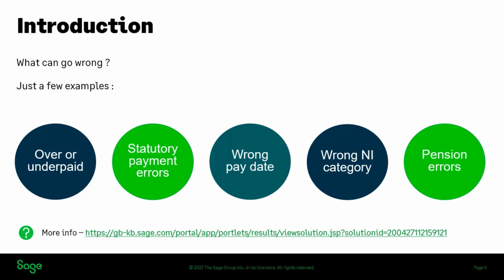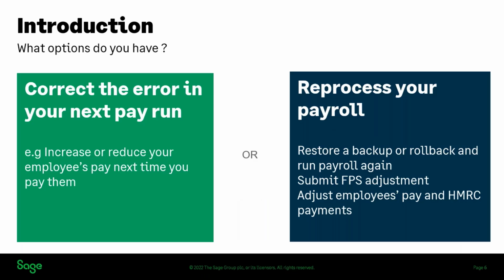Statutory payment errors, incorrect dates, or an employee's come back earlier than expected. There can be a lot of reasons for this, but this is another one. If you've accidentally entered the wrong pay date or the wrong national insurance category, as well as pension errors. Of course, we are all human and mistakes can happen, which is why we have the functionality to be able to correct them. So what options do you have in regards to error corrections?